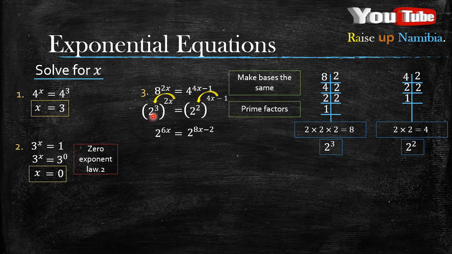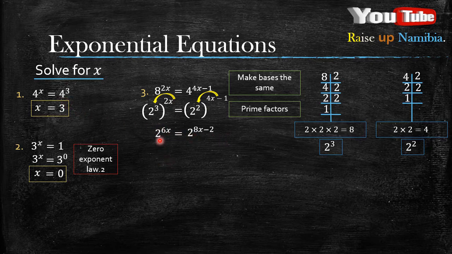Now when we look at our first side, like the left hand side, 2x multiplied by 3 will give you 6x. The base remain the same. How about on your right hand side? 4x multiplied by 2 gives us 8x. Negative 1 multiplied by 2 gives us negative 2. Okay? Now from here, it's the same as our first question.